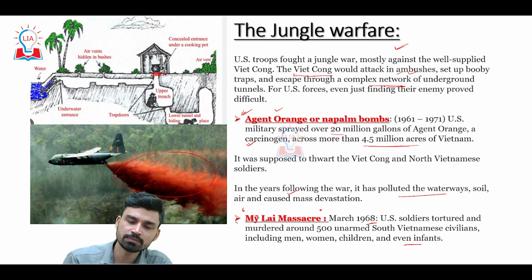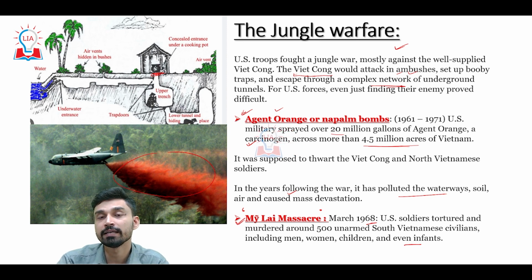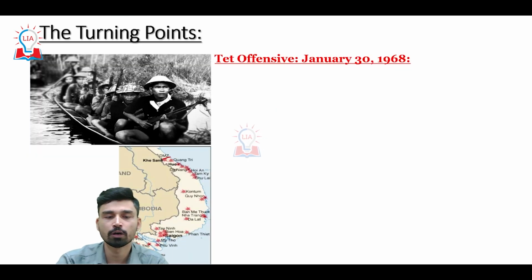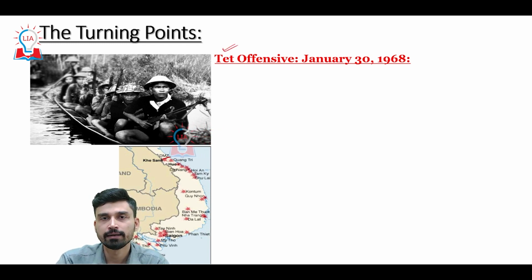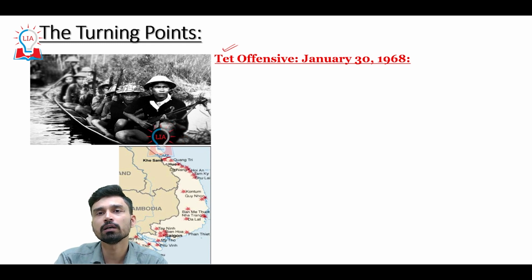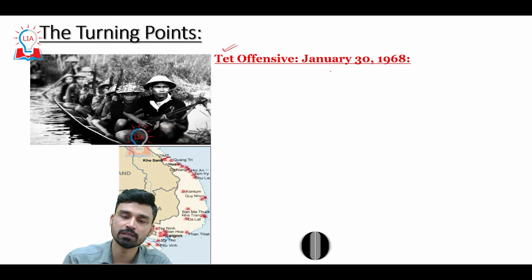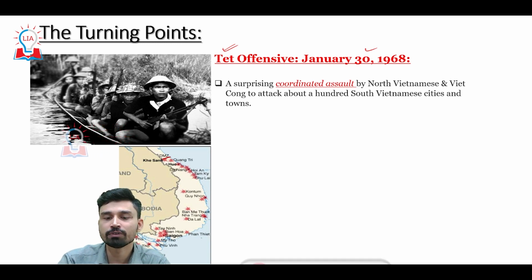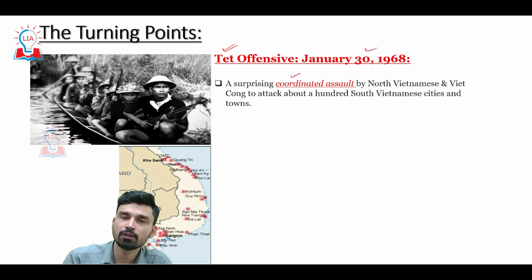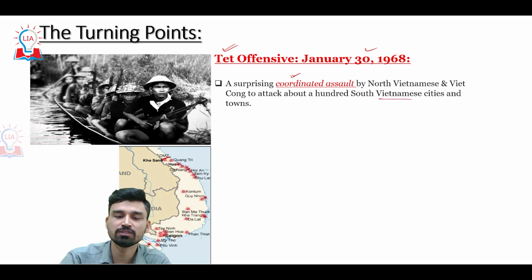So, the My Lai massacre is believed to be one of the most infamous incidents that happened during the Vietnam War period. Now, after this, two major turning points happened. The first is what we call the Tet Offensive. Tet is an annual New Year celebration that happens in Vietnam. This happened on January 30, 1968, when the Viet Cong, along with help from North Vietnamese soldiers, launched a coordinated assault across about 100 South Vietnamese cities and towns.